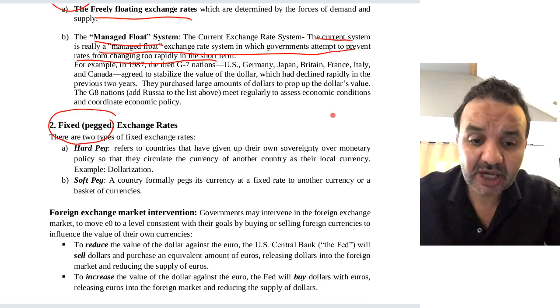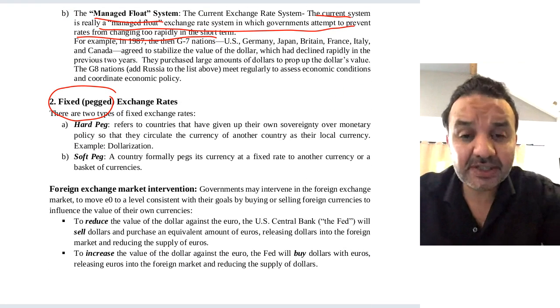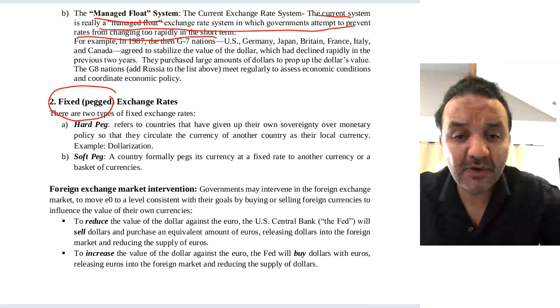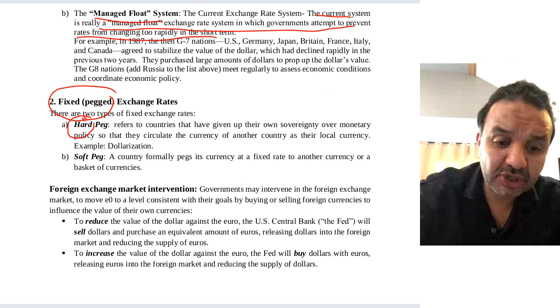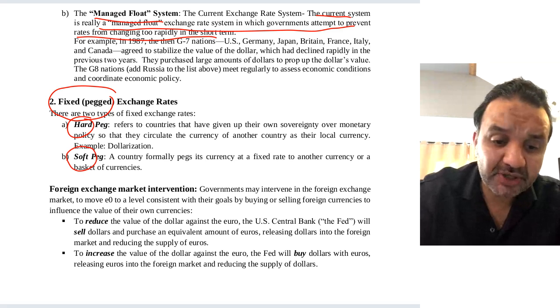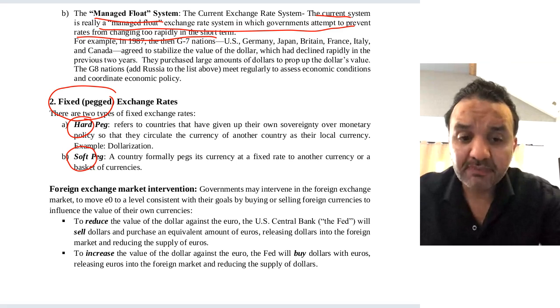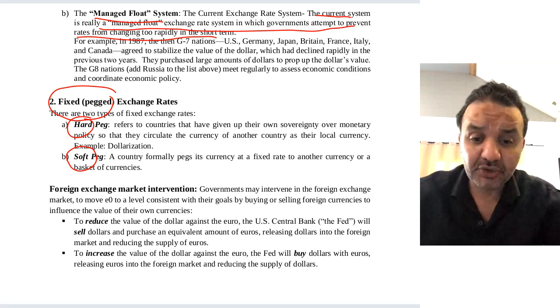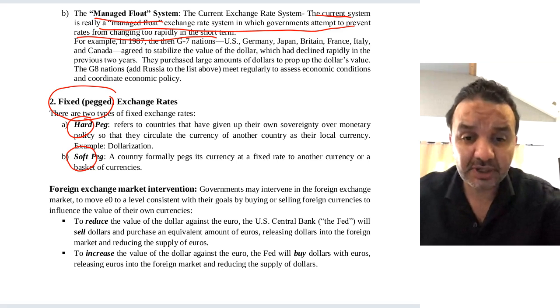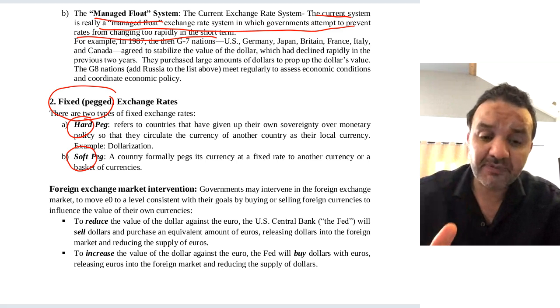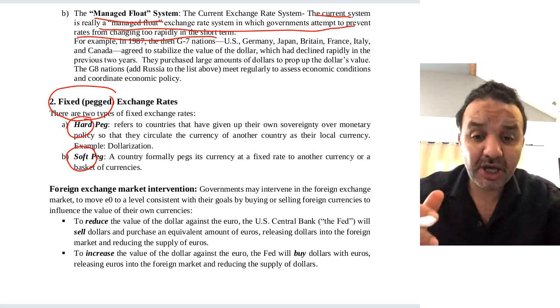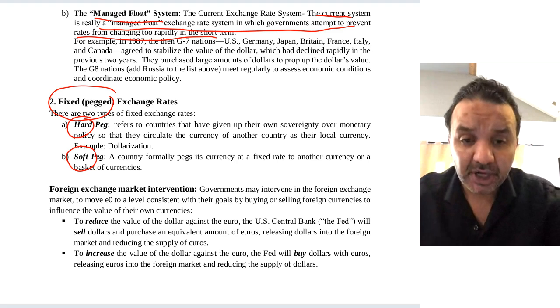The second type of exchange rate regime is called fixed or pegged exchange rate. We have two different types of fixed exchange rate. The first one is called hard peg, and the second one is called soft peg. The hard peg means the country doesn't have its own currency. The best example for the hard peg is Ecuador and El Salvador in South America.